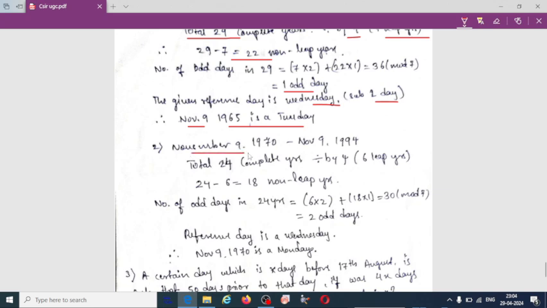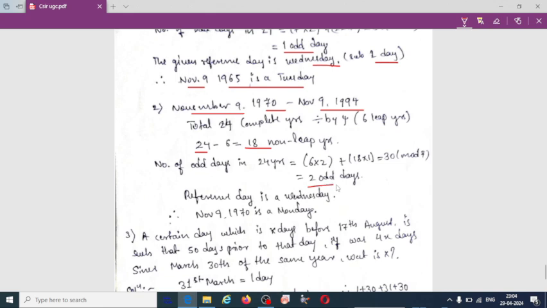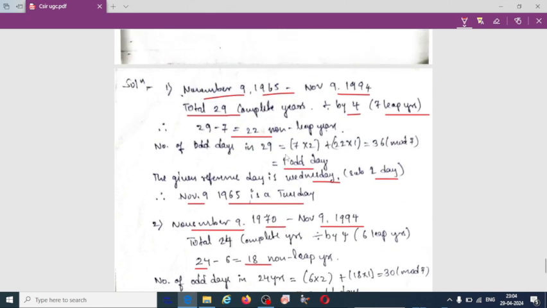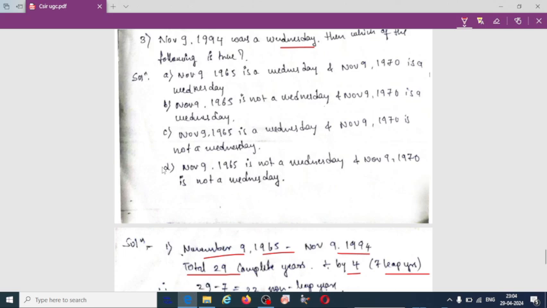Second, they have given the condition November 9, 1917. Here also, if we calculate the leap years and non-leap years, 24 minus 6, 18 non-leap years and 6 leap years. So 2 odd days for the given date. The reference day is Wednesday. Two days before that is going to be Monday. So here Monday and Tuesday are not in the options. So option D is correct. November 9, 1965 is not Wednesday, and 1970 is also not Wednesday.